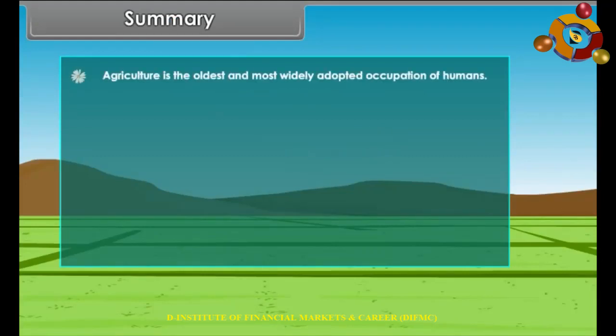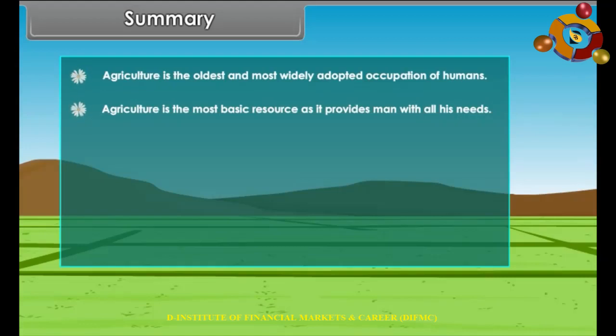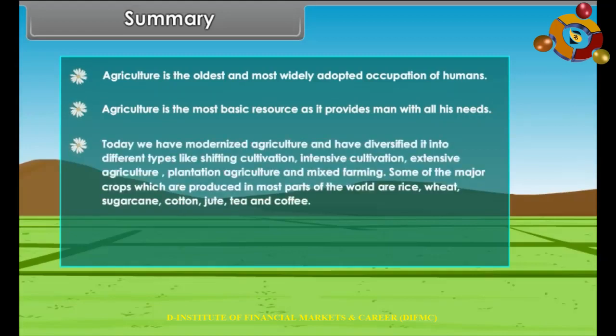Summary: agriculture is the oldest and most widely adopted occupation of humans. Agriculture is the most basic resource as it provides man with all his needs. Today, we have modernized agriculture and have diversified it into different types like shifting cultivation, intensive cultivation, extensive agriculture, plantation agriculture, and mixed farming. Some of the major crops which are produced in most parts of the world are rice, wheat, sugarcane, cotton, jute, tea and coffee.